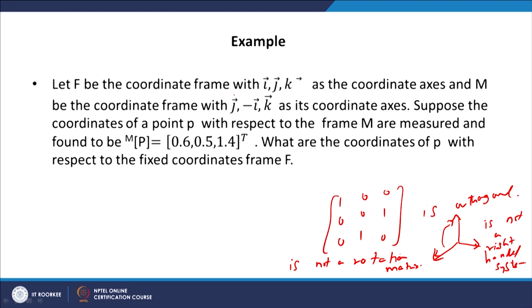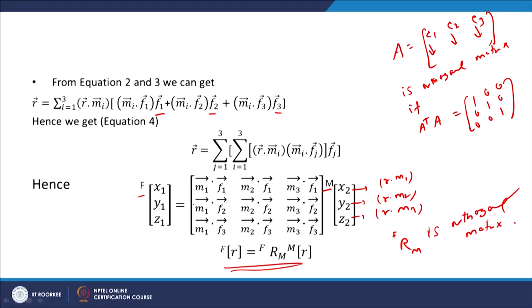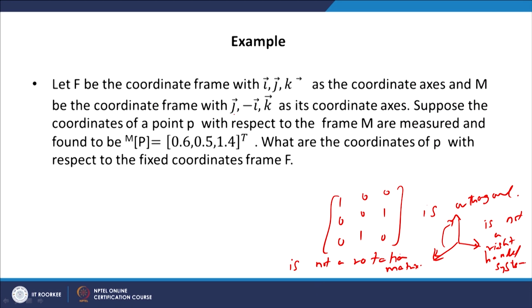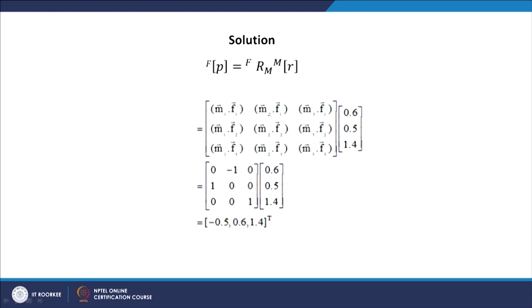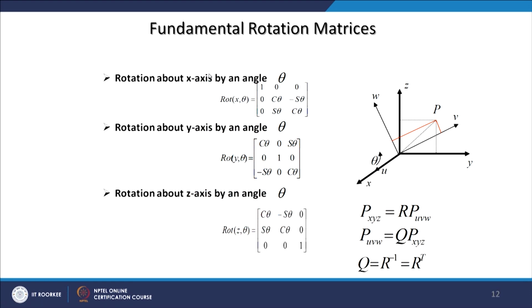So, we can make use of the formula as we showed here, this expression. With respect to the M frame the values are given, and we want to find the values with respect to the F frame. So, here M1, M2, M3 are given as j, minus i, k. We can write j as 0 1 0, minus i as minus 1 0 0 and k as 0 0 1. So, this is the M, and multiplied by this we will get the coordinates with respect to the F frame. It is a simple example to illustrate.